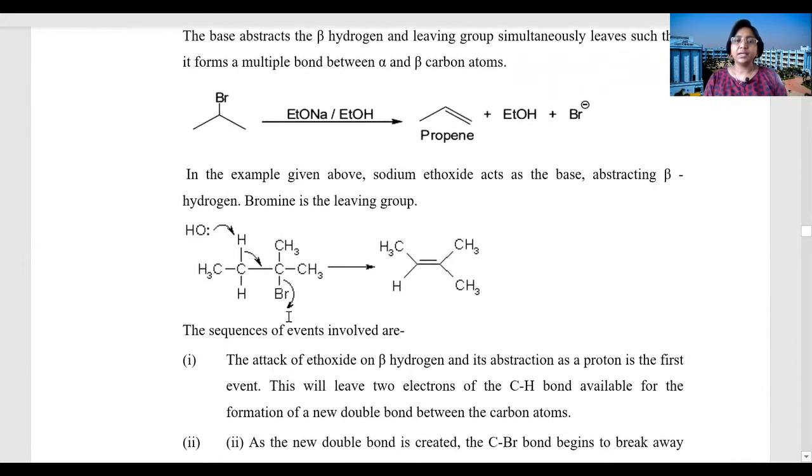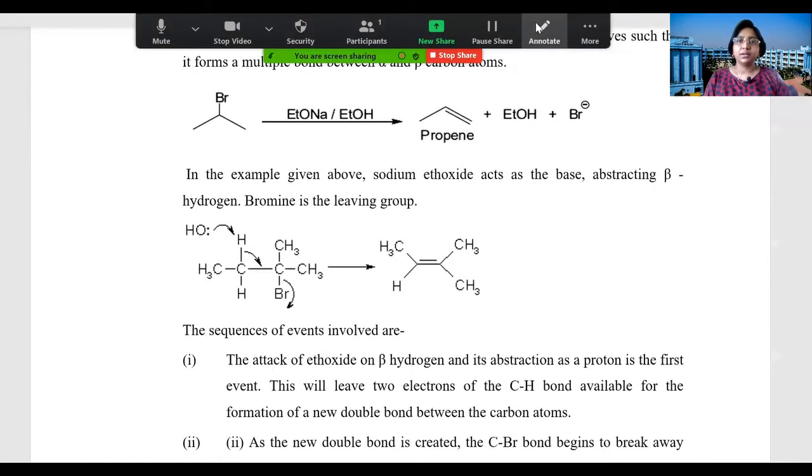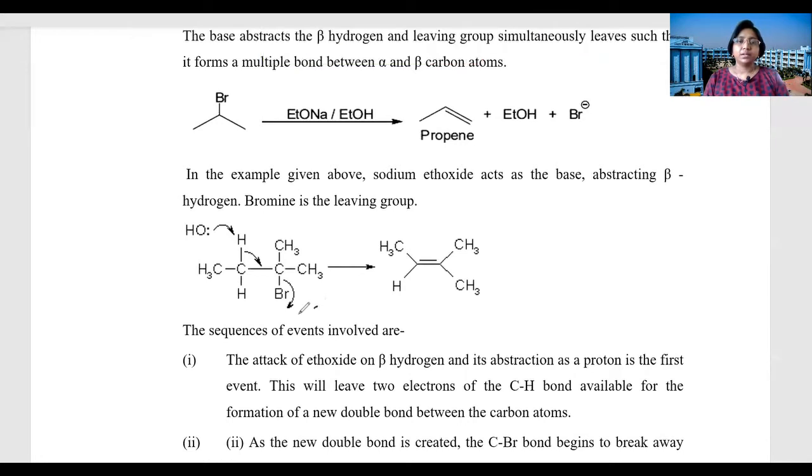So it is in the single step. In this single step, both happen. So look here. Here the hydrogen is leaving and this beta hydrogen is giving the electrons. That is why we are getting the carbon-carbon double bond, and bromine is also left. So it happens in a single step. So it is called the E2 elimination.